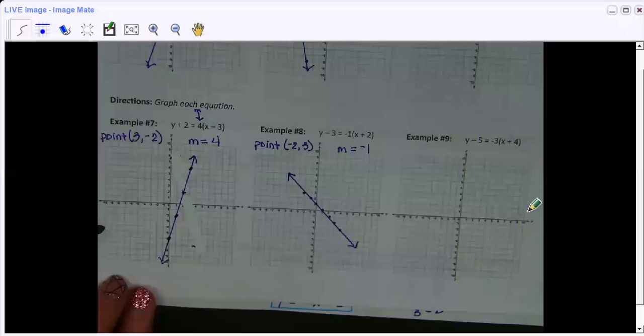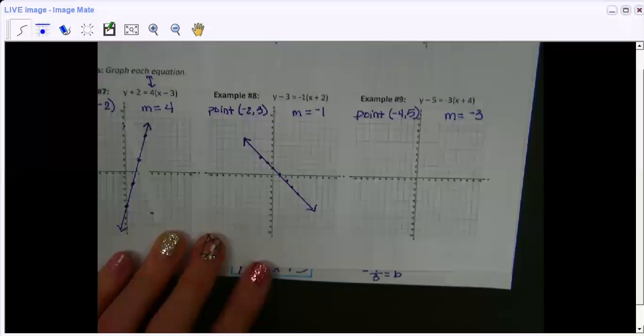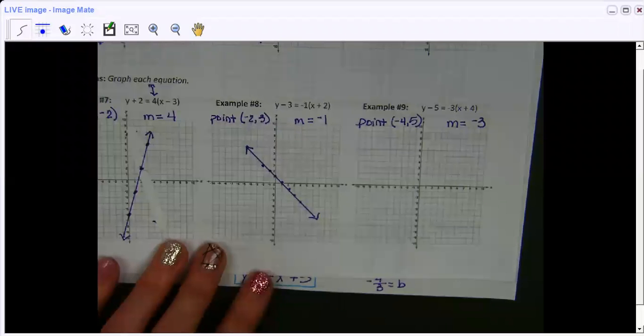Okay, I want you all to try example 9 on your own. I want you to check your point and your slope before you go on, just to make sure you got them down correctly.